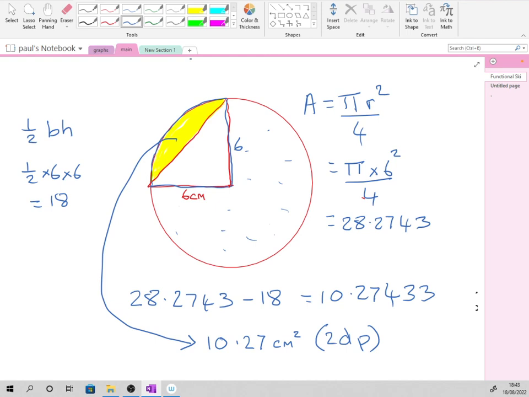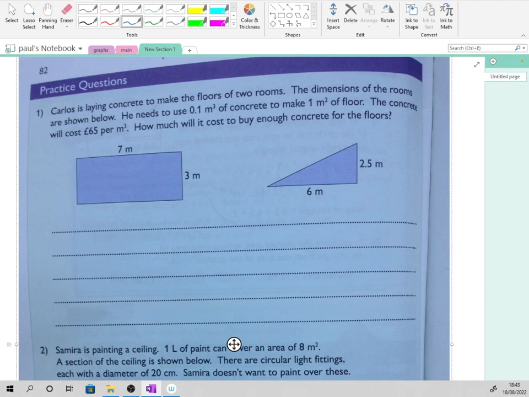So you don't rush in and go, oh yeah, pi r squared, because if you do pi r squared and take away the triangle, you're left with all of that rather than just that little bit at the top. So you're taking away, it is complicated, yeah? So let's have a look at some of these.